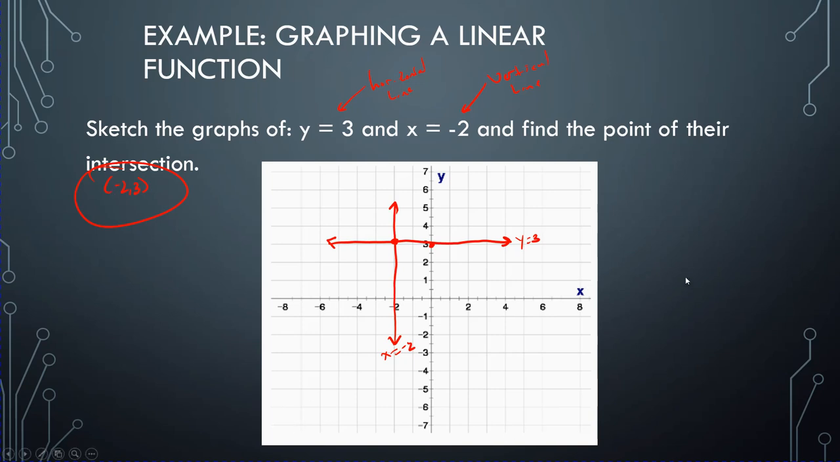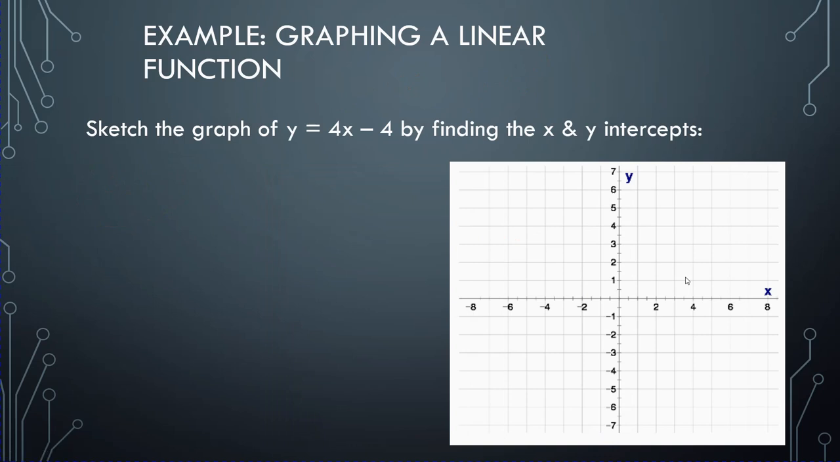Now let's talk about graphing a linear function or linear equation using the x and y intercepts. So let's sketch the graph of y equals 4x minus 4, which also could be f of x equals 4x minus 4, by finding the x and y intercepts. The y-intercept first. The y-intercept occurs when x equals 0. So if you take my equation and just plug 0 in, the y-intercept is equal to -4.